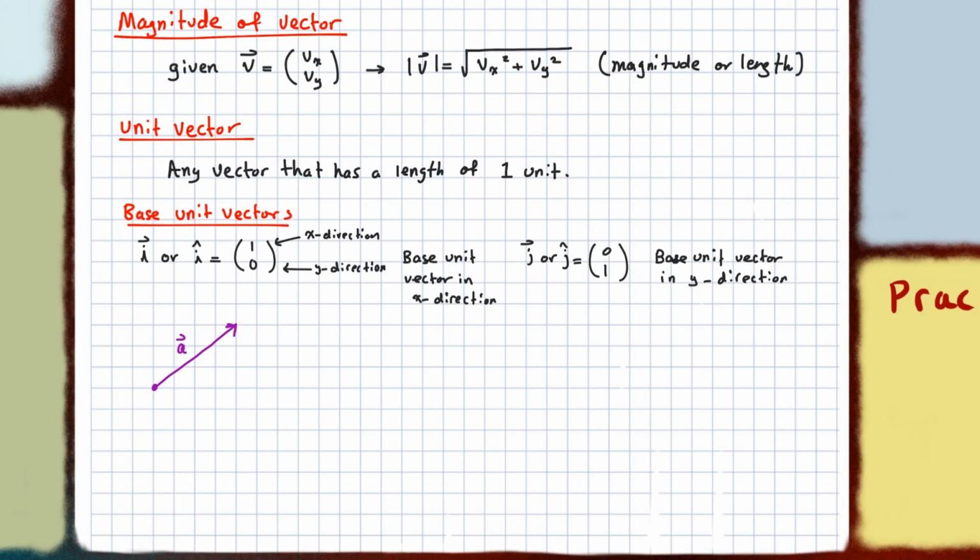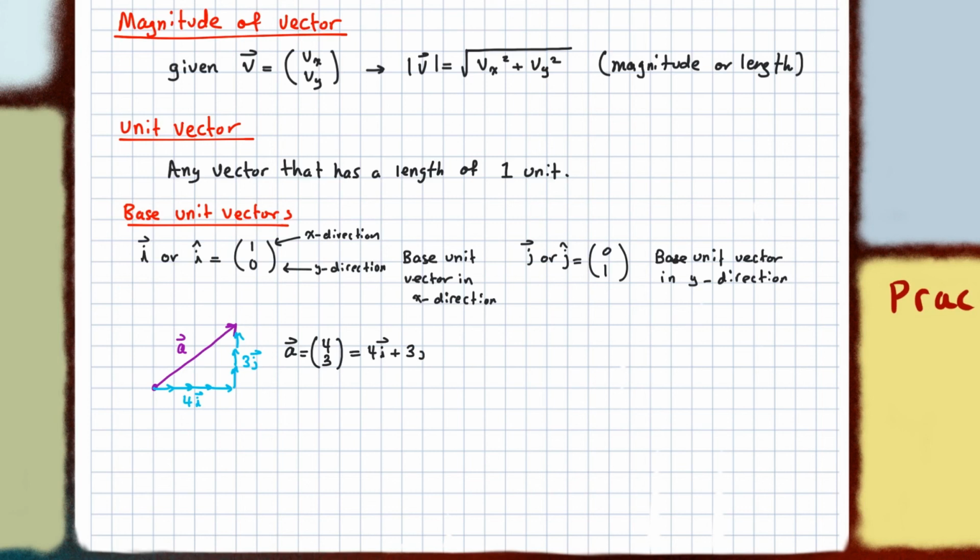Let's imagine we have vector a. It moves 4 to the right, so we can write this as 4 multiplied by vector i, and it goes up by 3 units, so we can write that as 3 multiplied by vector j. So vector a has components 4 and 3, 4 in x, 3 in y, and we can rewrite that as 4 multiplied by unit vector i, because that's going in the x direction, and 3 times unit vector j, because that's going in the y direction.